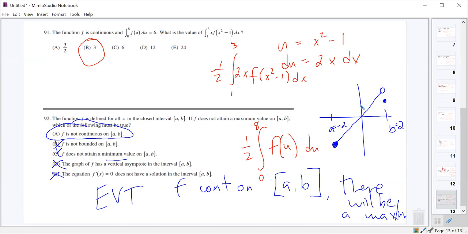Something really close to 2, like 1.9? 1.9. Well, I would contend that the value at 1.9 is not the max, because I could find the value at 1.99, which should be bigger than the value at 1.9. Right. Well, what about 1.99? Well, I could find the value at 1.999. That's going to be higher than the value at 1.99.